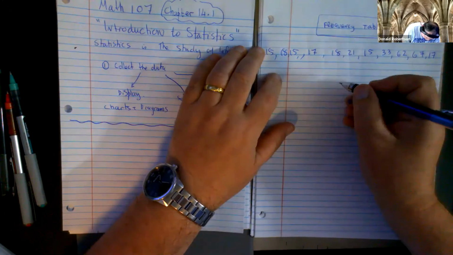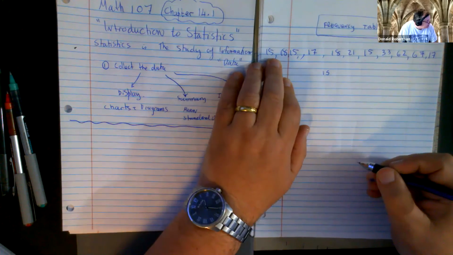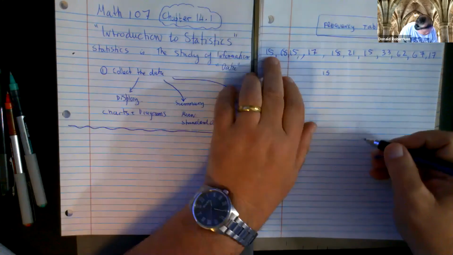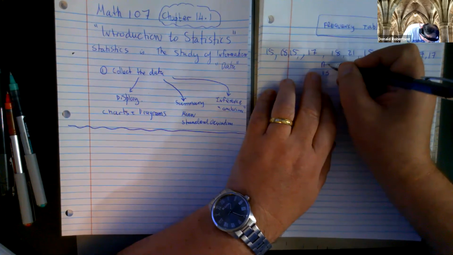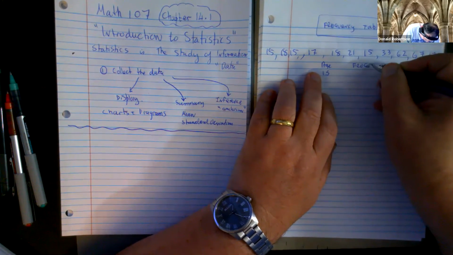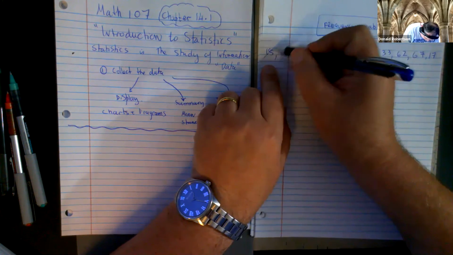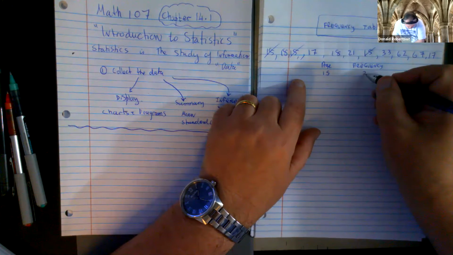You start with the smallest number, which is 15, right? And then you basically look for everybody who's there. So this here is the age, in this case, and then you have another column called the frequency. So 15, there's one of them, there's two of them, there's three of them. So you write down, there's 3 15-year-olds.